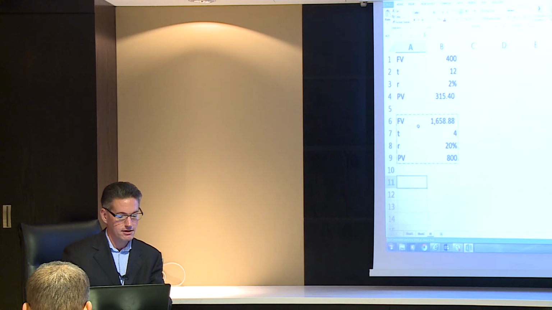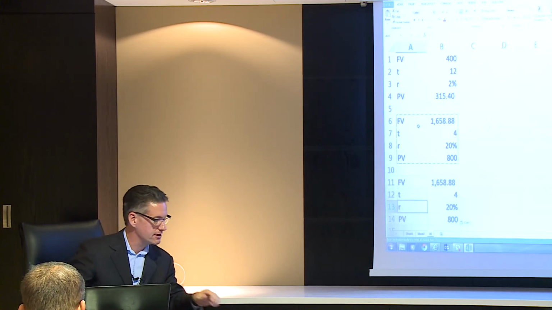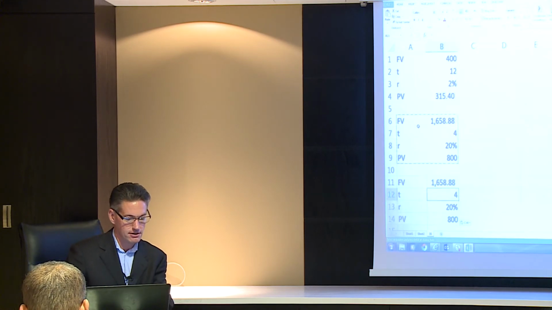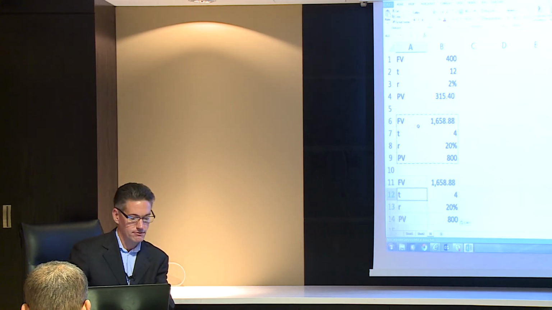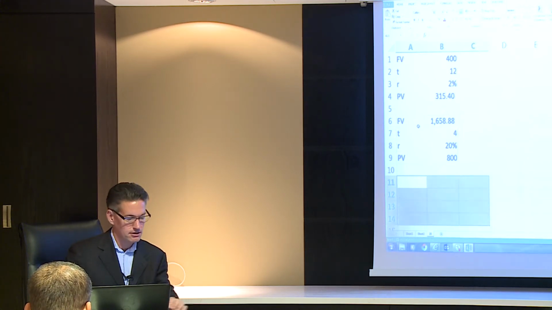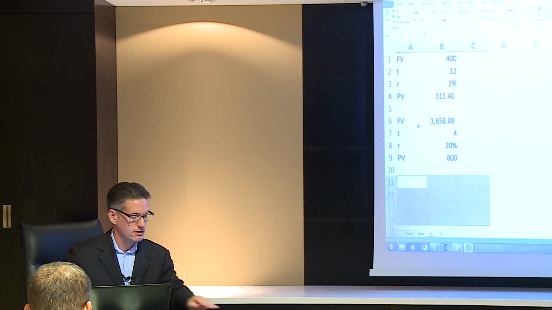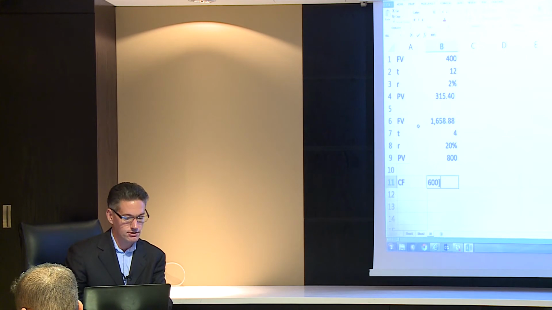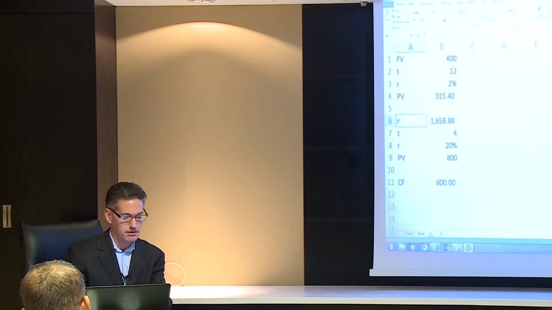Okay. Now the next one, they give us the 600, which is going to be the cash flow. Yeah, so we have different formulas we can use here. Cash flow in this case is 600, right? Interest rate is going to be 0.01.